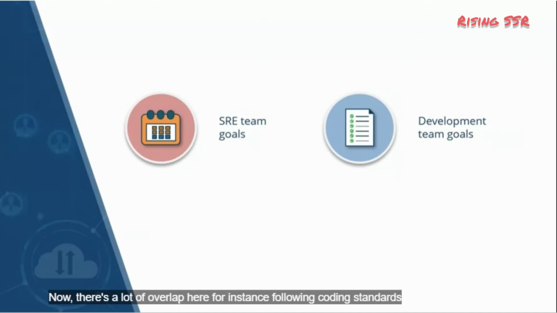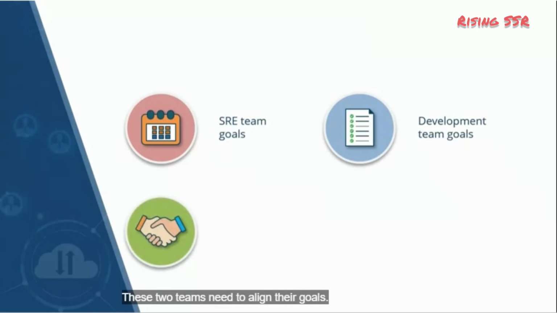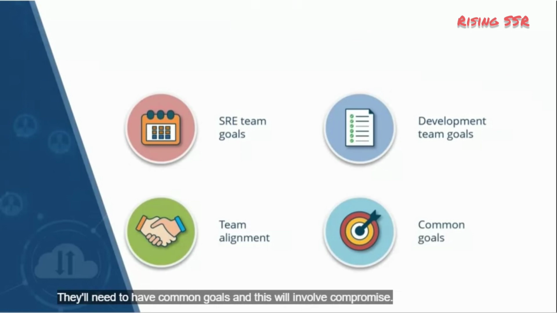For instance, following coding standards during feature development is a step toward reliability, while reliability goals are going to have an impact on design. These two teams need to align their goals. They'll need to have common goals, and this will involve compromise. There are technical realities to how reliable a service can be, for example, and some features envisioned by the development team might not fit into the overall vision for long-term viability held by the SRE team. The point is, these teams cannot be at odds, or the service will not meet commitments to the customers.